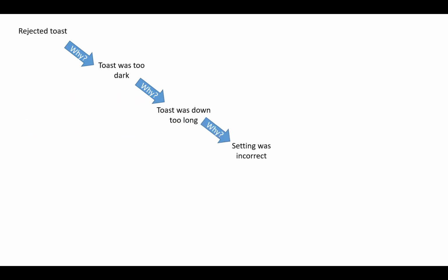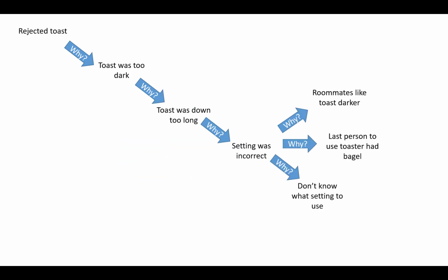Why was the toast down too long? Because the setting was incorrect. Why was the setting incorrect? Here we've got 3 different possibilities. The roommates want their toast darker. The last person who used the toaster had a bagel. And we don't know what setting to use.